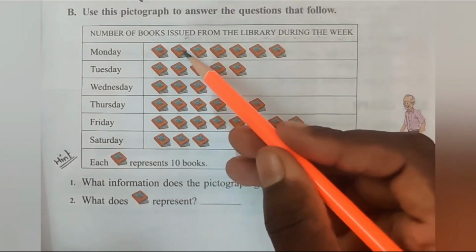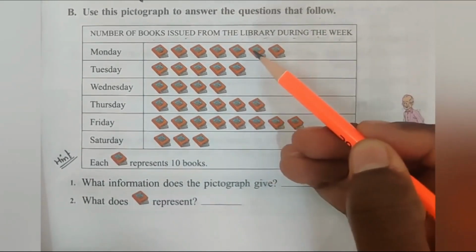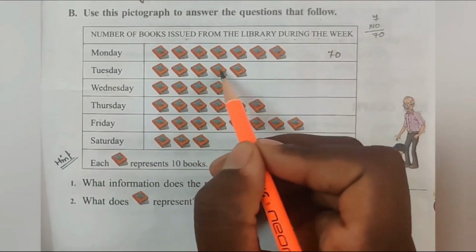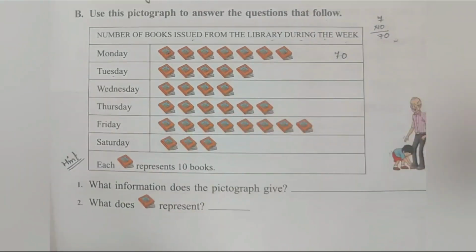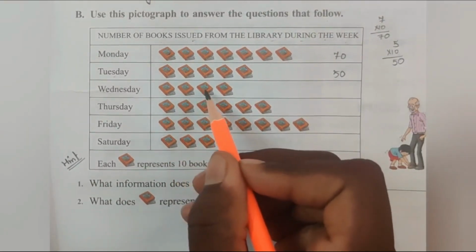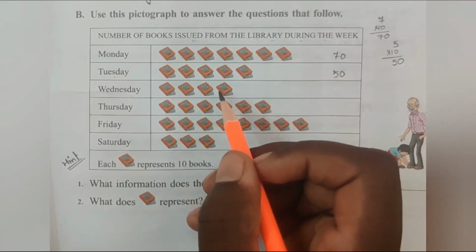So here we have 1, 2, 3, 4, 5, 6, 7. That means 7 multiplied by 10, which is equal to 70. So here we have 70 books. How many books? 70 books. Then on Tuesday, that is 1, 2, 3, 4, 5. So 5 into 10, that is 50. That means here we have 50 books. Then here we have 1, 2, 3, 4. That means here we have 40 books.